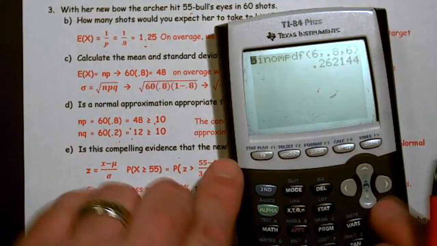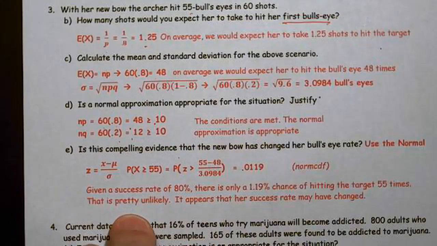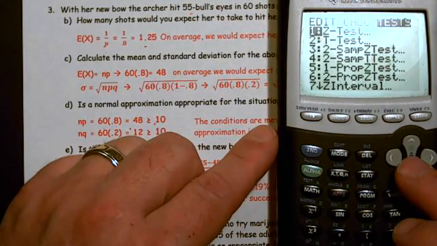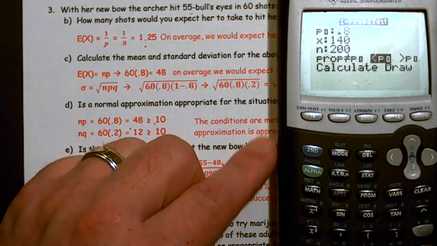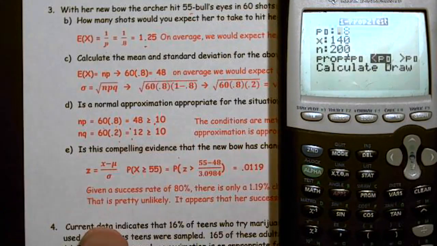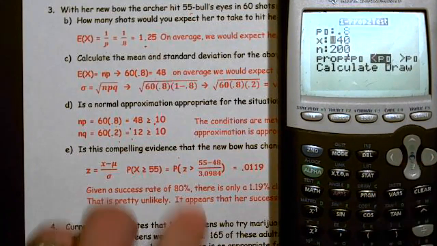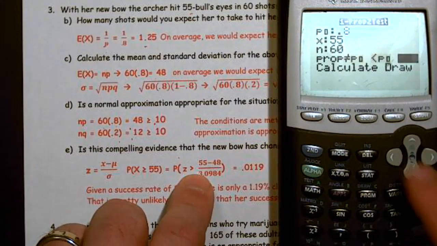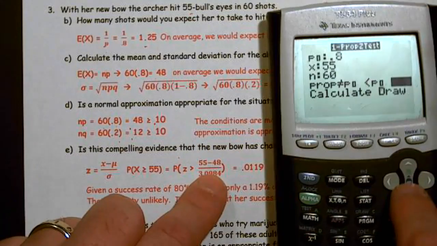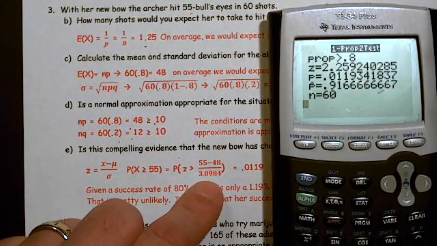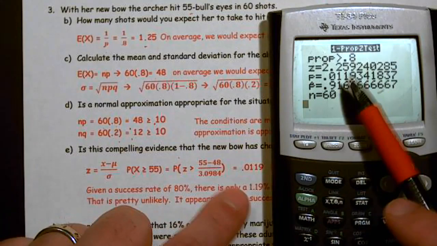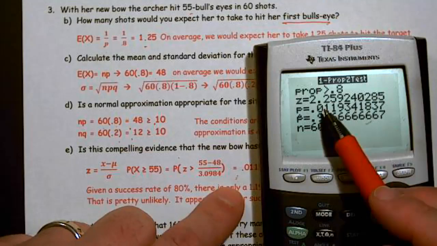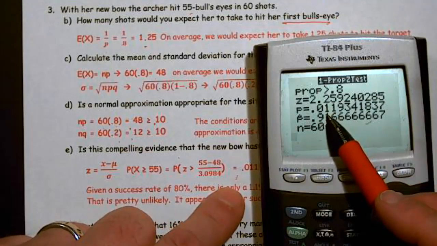All right, so let's go back and try that. Now we can do this with a binomial, but I like to use the normal approximation. So we're going to go stat test, one proportion z test, and the probability of hitting a bullseye is 0.8. Our X value, we had 55, our sample size was 60. And what's the probability that you'd hit 55 or more bullseyes? And the answer is, well, that's 2 standard deviations. And by the way, I should have had the 2 in there. That's really important. So probability that Z is greater than 2.259 equals this.